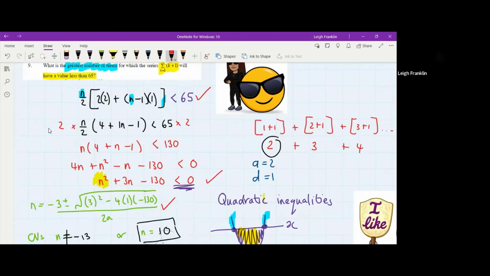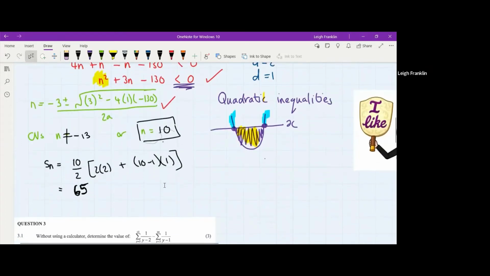Ma'am, I'm lost. So in other words, what we need to do is go one back. The greatest number of terms for which Sn will have a value that is less than 65 is when n is equal to 9. Right, 9. Okay.